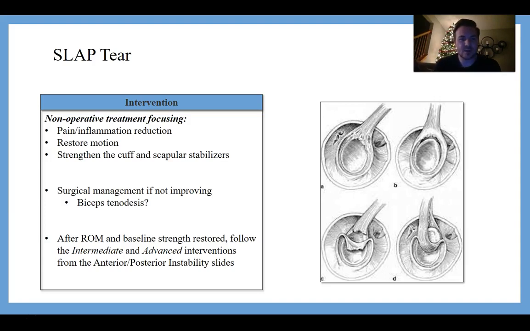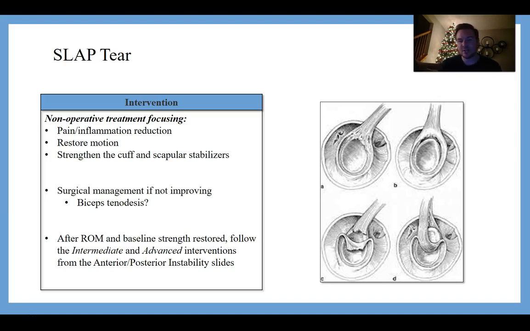Interventions, you're going to try non-operative treatment first. Of course, just like anything else, pain and inflammation reduction, try to restore motion, strengthen the cuff and scapular stabilizers. But if they're not improving, should we move on to surgical management? Well, there's some studies that show that a SLAP repair actually inhibits the shoulder from externally rotating as far as it should. So maybe what we do is we cut the biceps tendon, do what's called a biceps tenodesis, which is we reattach it down the humerus a ways, and so we just debride the labrum. And if you're interested in learning more about that, look it up.